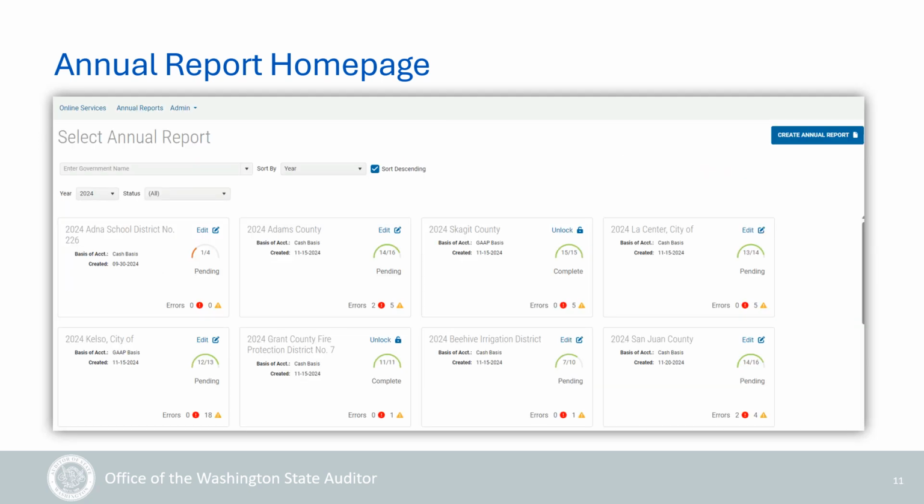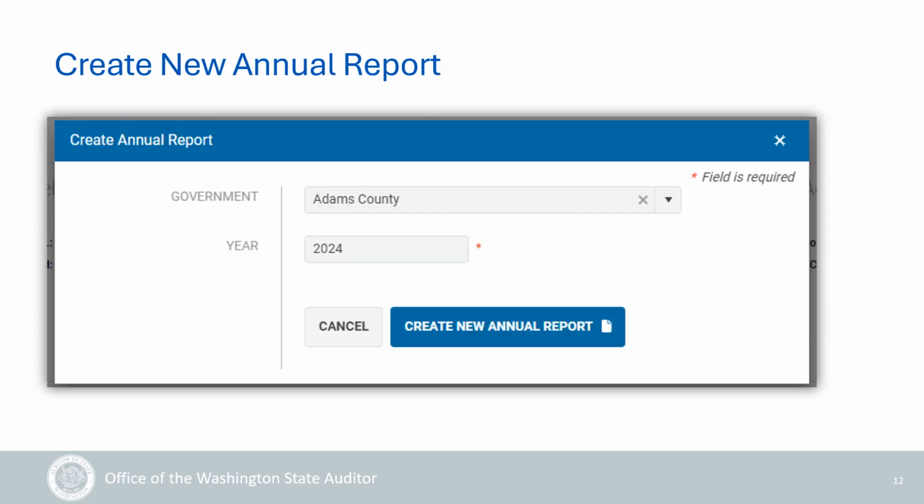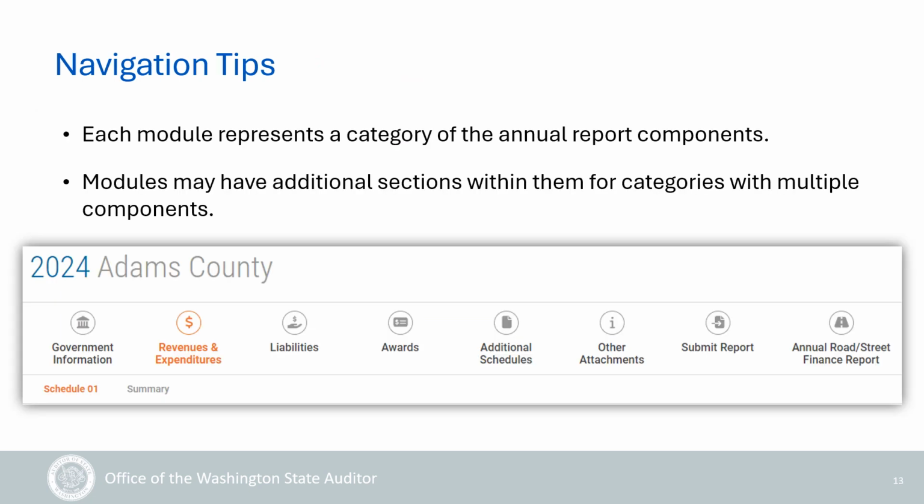To get started on your annual report, click Create Annual Report in the top right corner of the page. A pop-up window will open and your government name will automatically populate. However, if your account is associated with multiple governments, choose the one you're filing for in the drop-down list. The year will automatically default to 2024, then click Create New Annual Report, which will create your report and automatically take you to the first step.